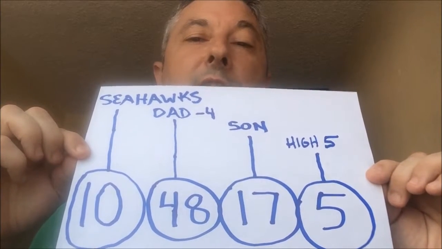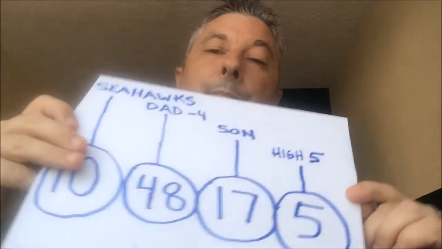I'm going to set this down. It's 4 clusters. So what do we have? We've got Candy Cane, we've got Donald Duck, Mike the Microphone, and Fred Flintstone. Okay? And then we got number 10 from the Seahawks. And then we've got 48, which is my dad, minus 4 years. And then we've got my son, which is 17. And then we've got a high five. So we've got all the numbers we need for that phone number.